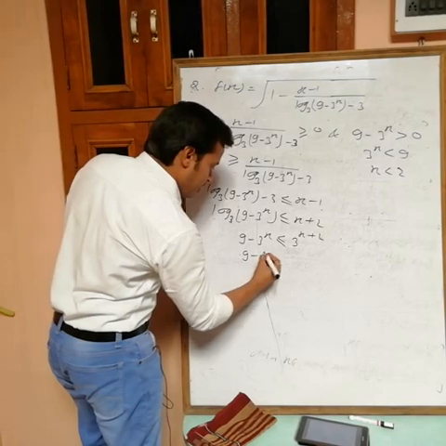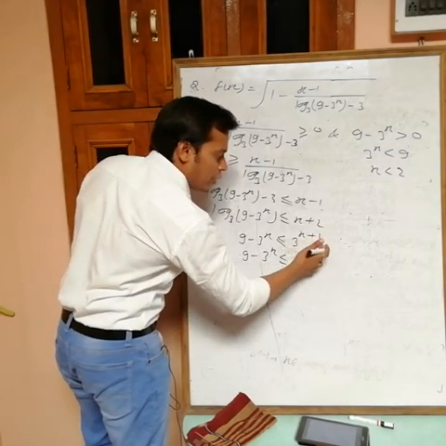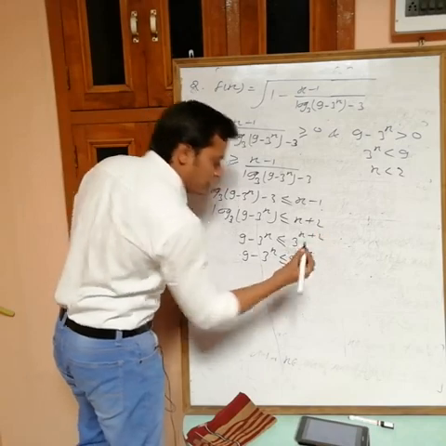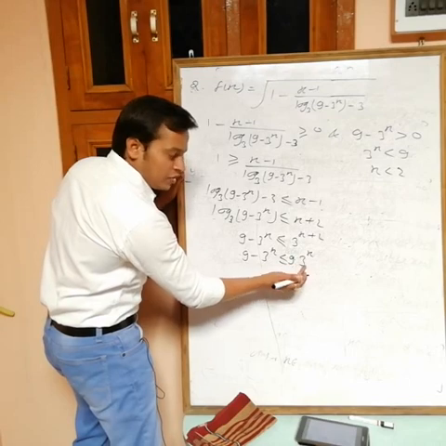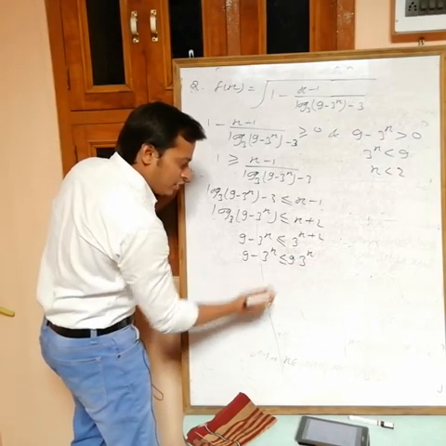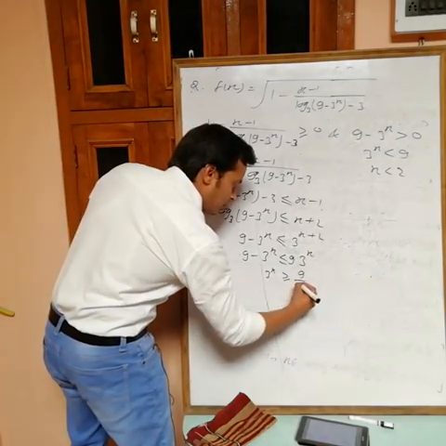Now again simplify this one. So what we are getting? 9 minus 3 power x less than or equal to, I can separate this one, 3 power x into 3 power 2. 3 power 2 is 9, so 9 into 3 power x. Take this one at this side, so 1 plus 9 is 10 times 3 power x. Divide with 10, then you will get 3 power x is greater than or equal to 9 by 10.